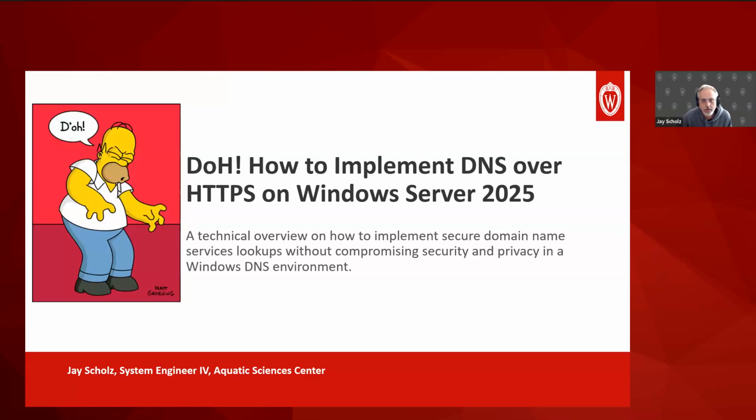If you guys are okay, I'm just going to stop my video and go right through the presentation. So basically what we're going to look at here is how to do DNS lookups without compromising security and privacy. We're focusing completely on Windows DNS, not on an enterprise IPAM solution like Infoblox, which we use. I'm sure there's a way to do it there too. I just did not get into that.